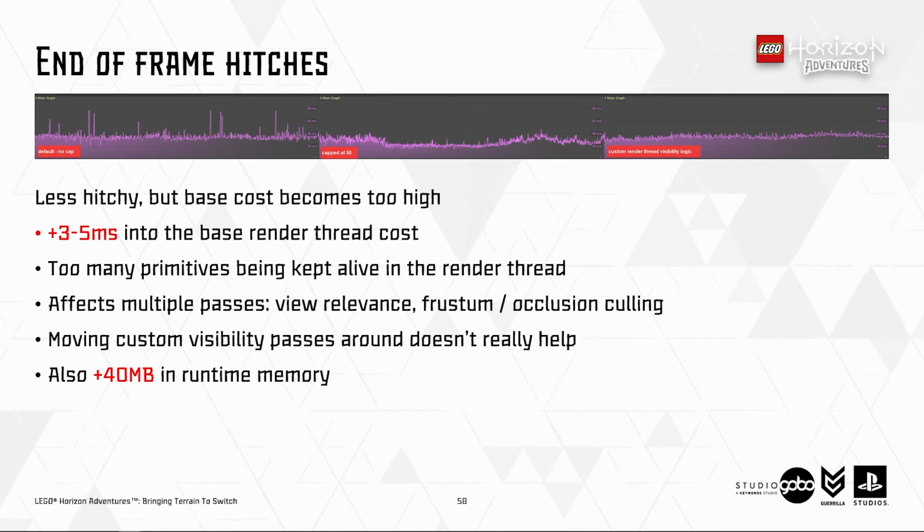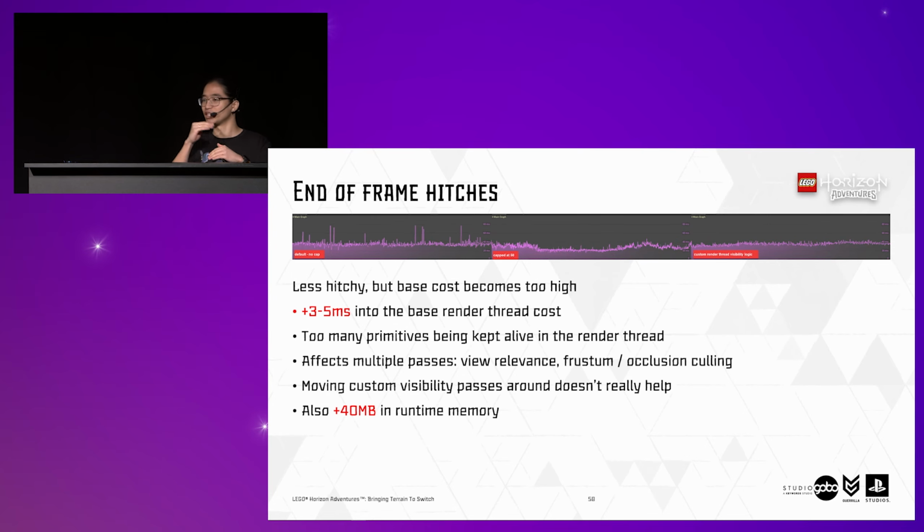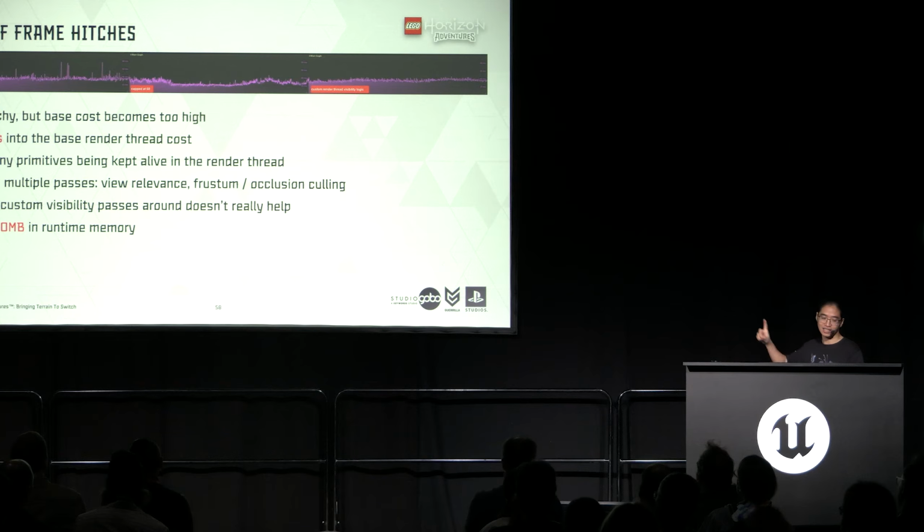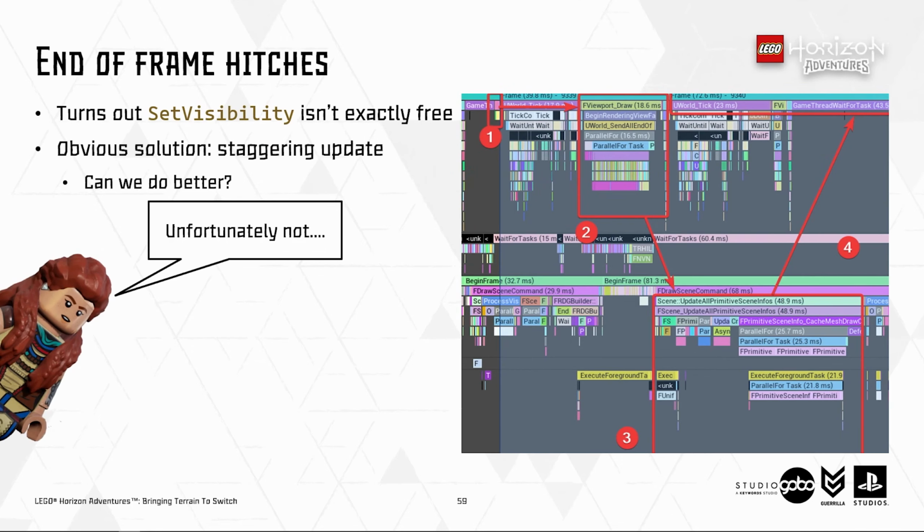But if you look at the far right, the base cost is much higher due to more primitives being processed every frame. So we can try different solutions here, like moving the custom visibility pass around, before or after the culling passes, to reduce the number of primitives being processed. But that doesn't really help either, as we found on the real device tests. The sheer number of primitives being processed is simply too high, and it also adds like 40 megabytes to the runtime memory. So to answer the previous question, well, unfortunately not.